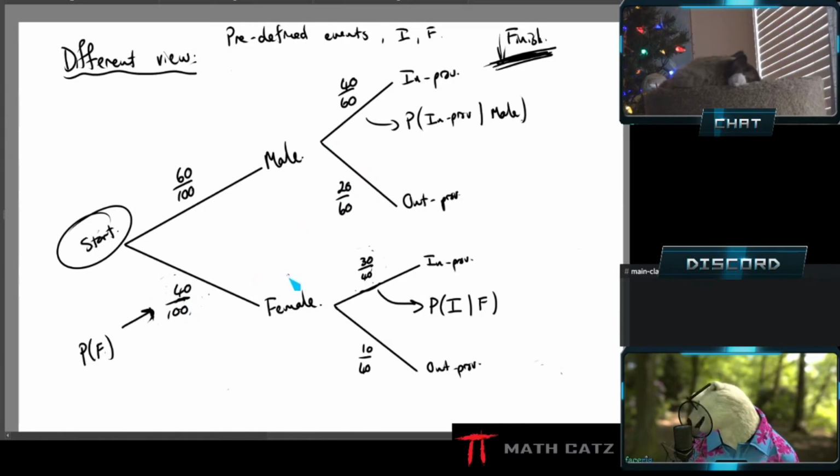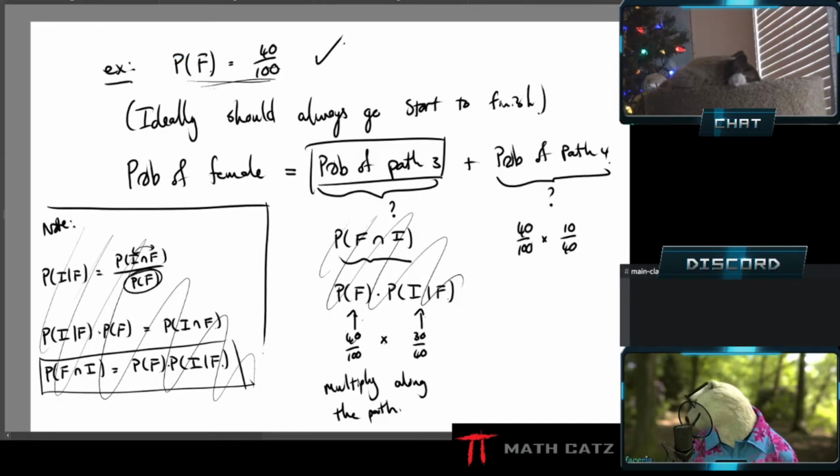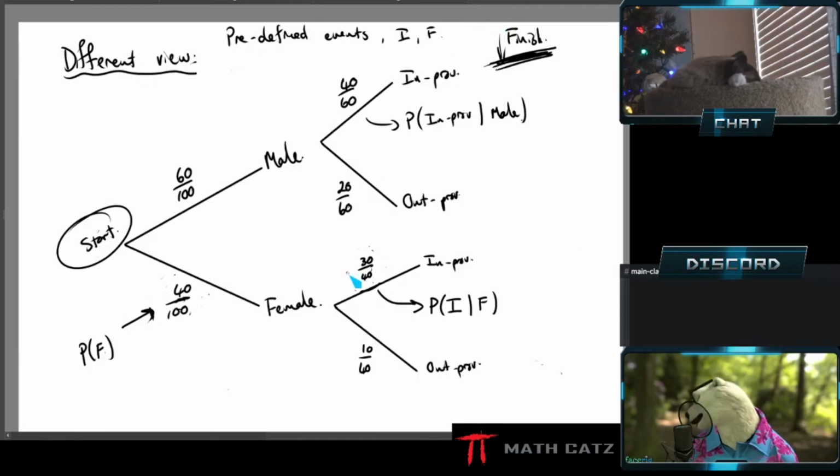Easiest case is if they're asking for a probability that is already on the tree, like this one. If they're asking me the probability of selecting a female, I already have it. I can just extract that. Alternatively, if they ask me, what is the probability of out of province given it's a male?